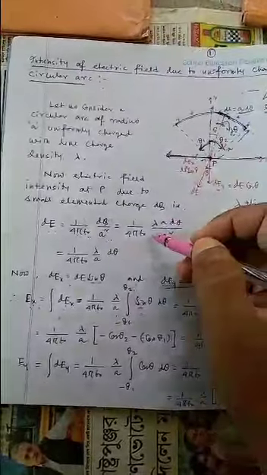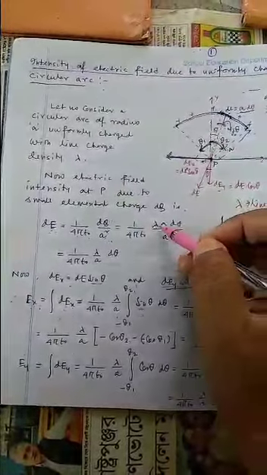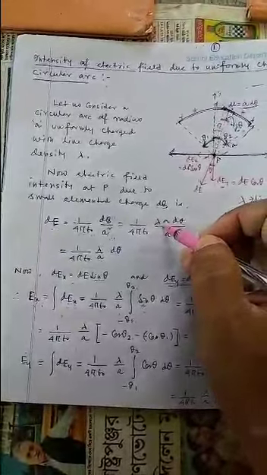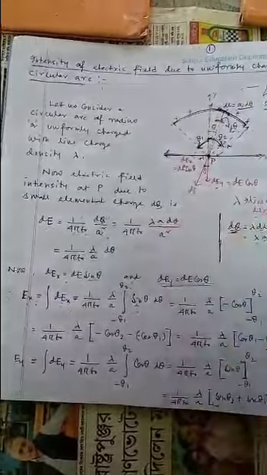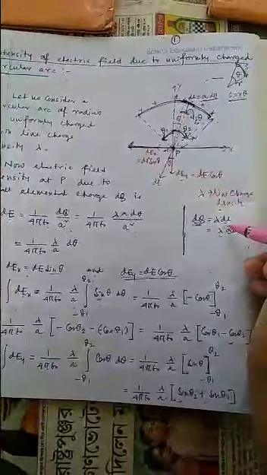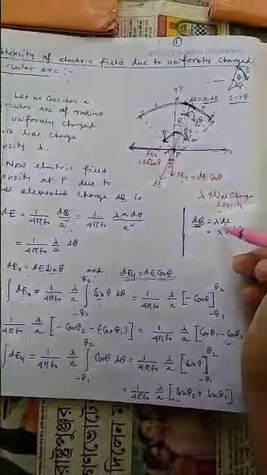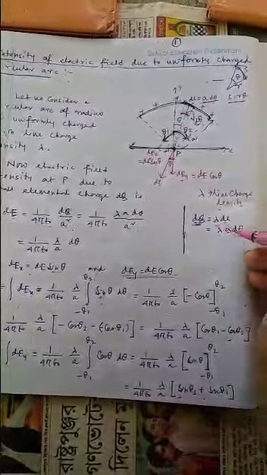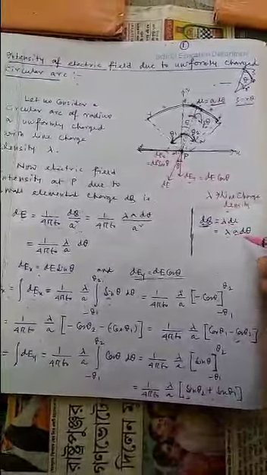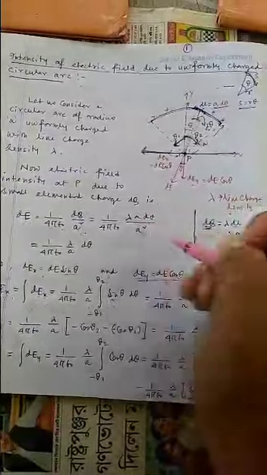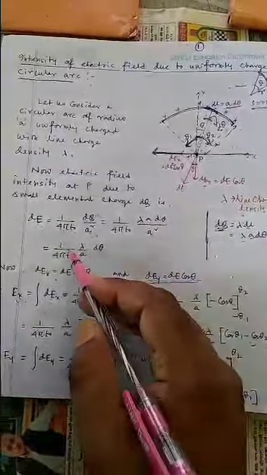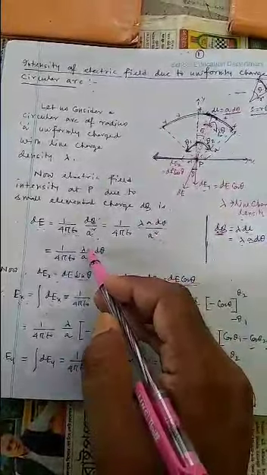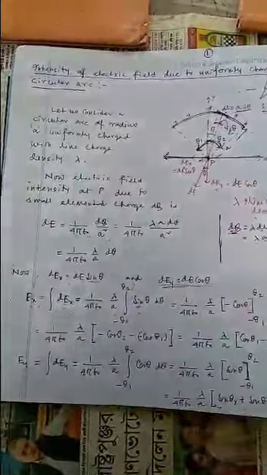Now dq can be written as lambda into A d theta. Lambda is the charge per unit length. So in the length dl, the amount of charge is given by lambda into dl, and dl can also be written as A d theta. So dq is equal to lambda into A d theta. Okay. So we get 1 by 4 pi epsilon naught, here A cancels out, lambda by A d theta.